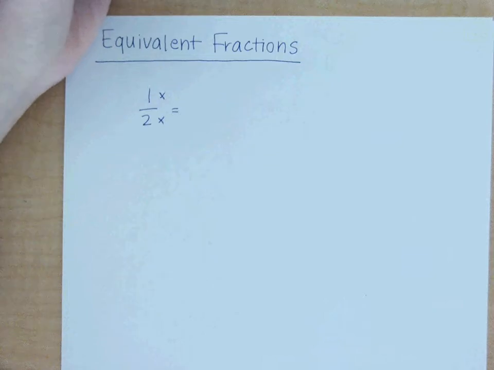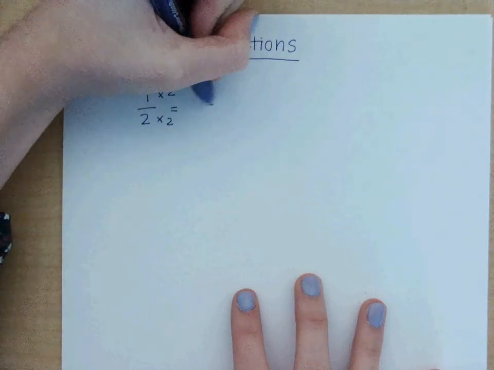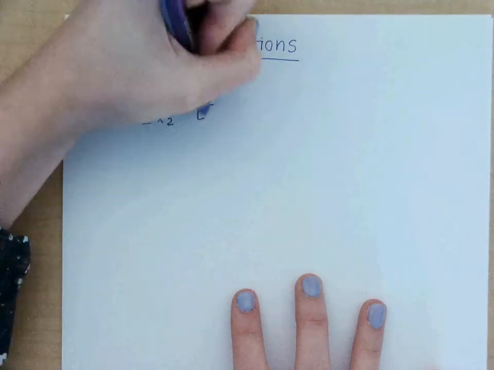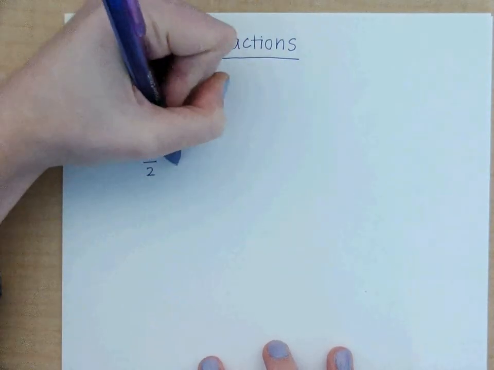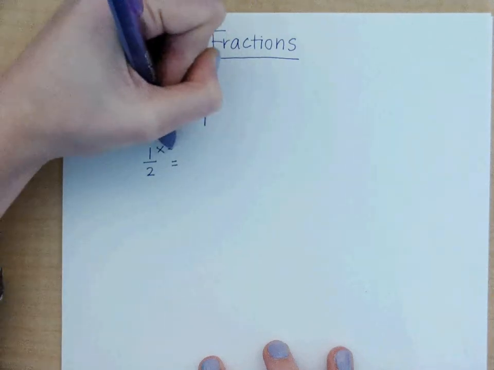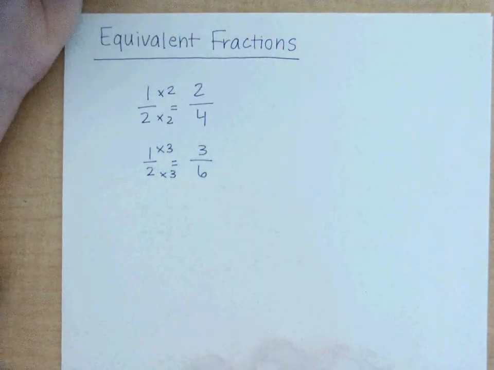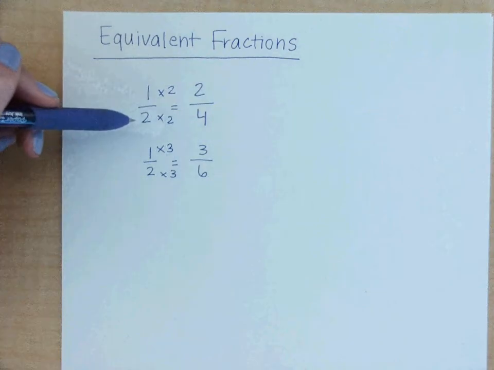Sometimes you might be asked to find multiple equivalent fractions. It might say, find 3 equivalent fractions for the one that you're given. So you could choose to multiply by any number. We could multiply times 2, and that would give us 2/4. But we could go back and multiply by 3 if we wanted to, and that would give us 3/6. These are both equivalent to 1/2.